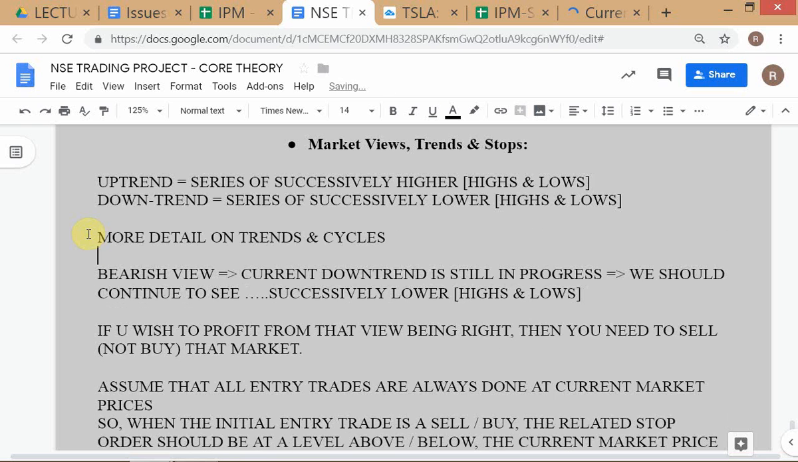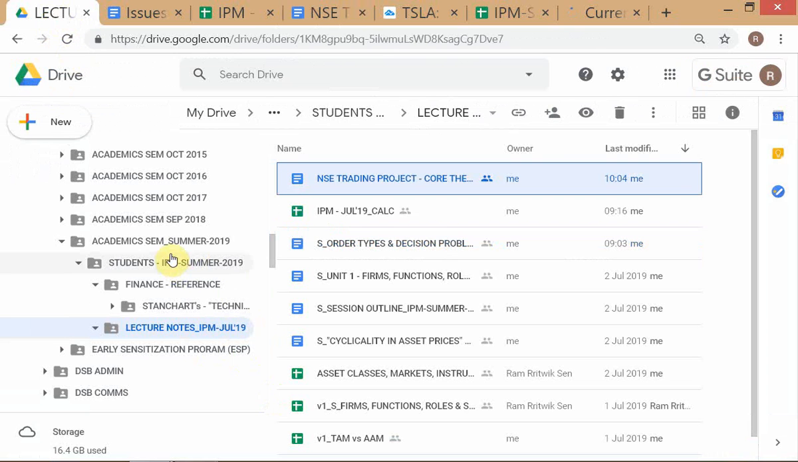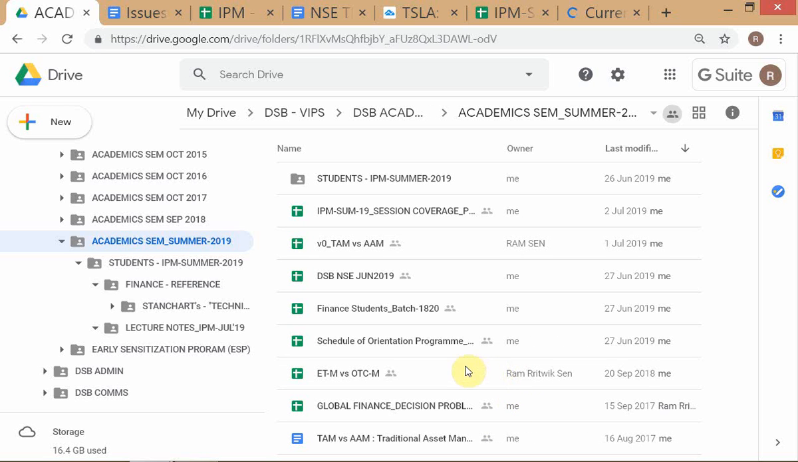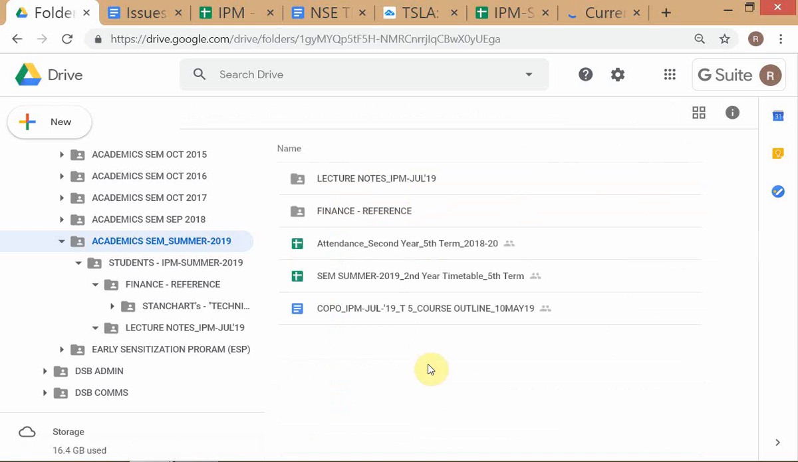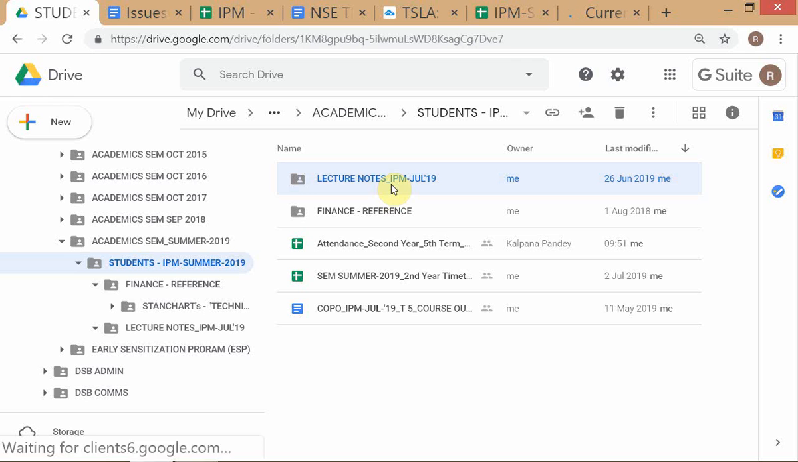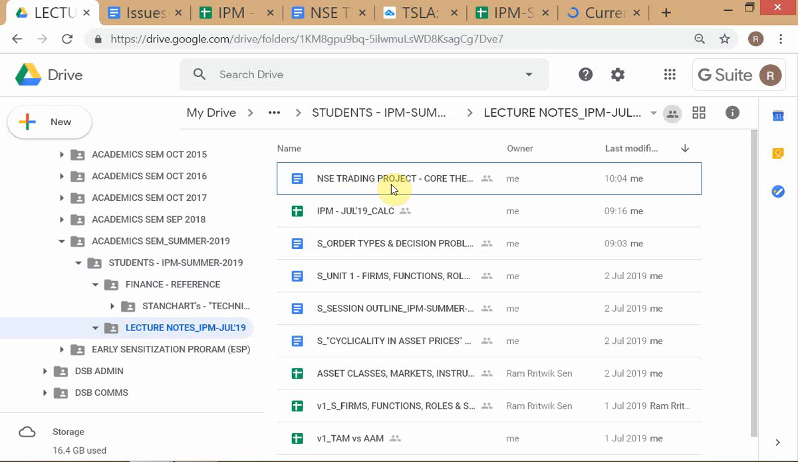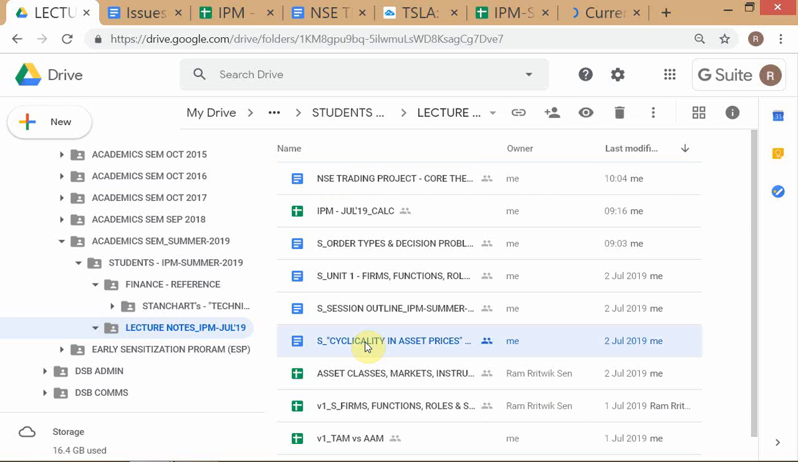What I will do, I think I've already put it in your notes, well, I don't want to scare you also. Some of the discussion on this trends and cycles is a little theoretical, and if you read the English part of it, you might find it a little confusing. But if you look at the pictures, it won't be so confusing. Let me see where it is, yeah, cyclicality in asset prices. This is actually the long form theoretical discussion on trends and cycles.